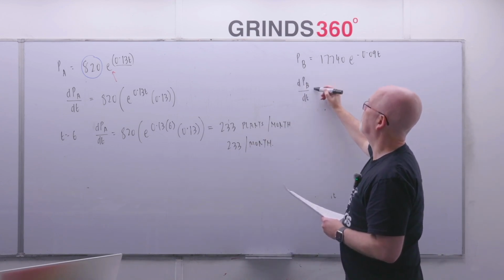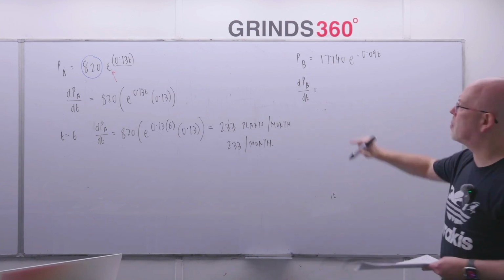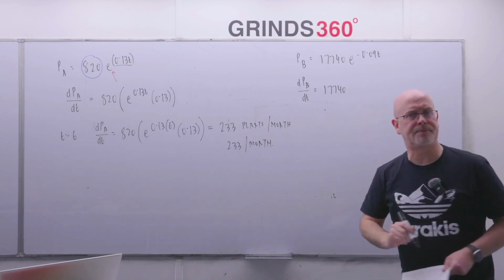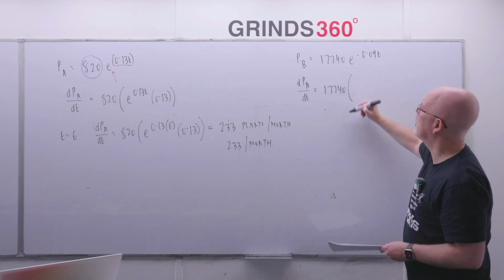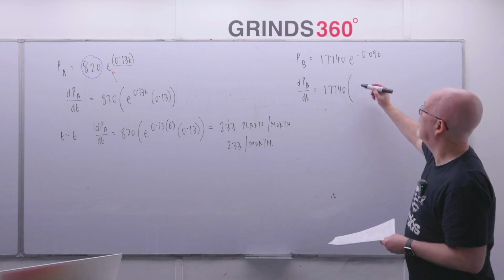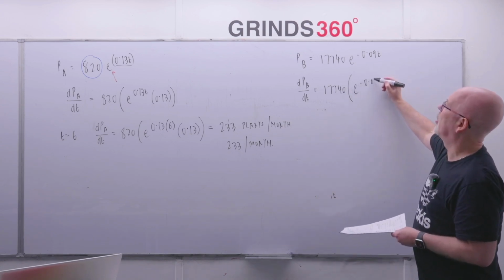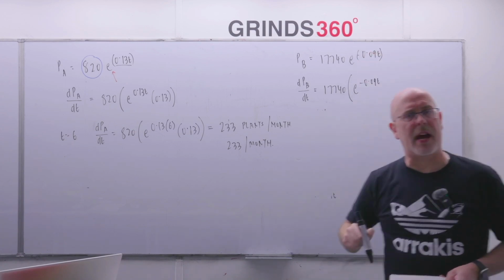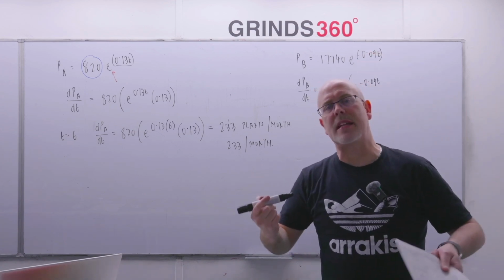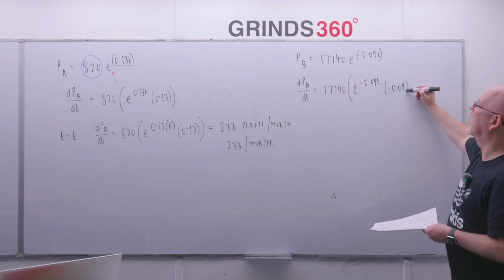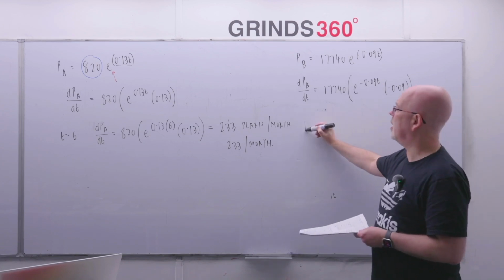dP_B/dt, number function bracket. So the number, the 17,740 stays put. That doesn't go anywhere. What happens to e to the power of? Well, that stays the same. Page 25 tells me that. So it's e to the power of minus 0.09t. And then bracket, remember I multiply by the derivative of the bracket. And if I differentiate minus 0.09t, I get minus 0.09, like that. And again, I'll just sub in my value.